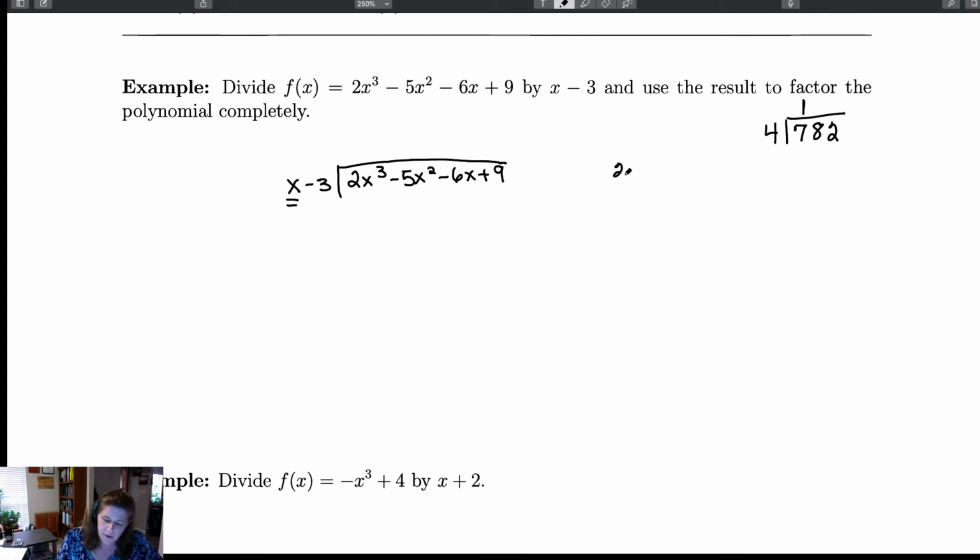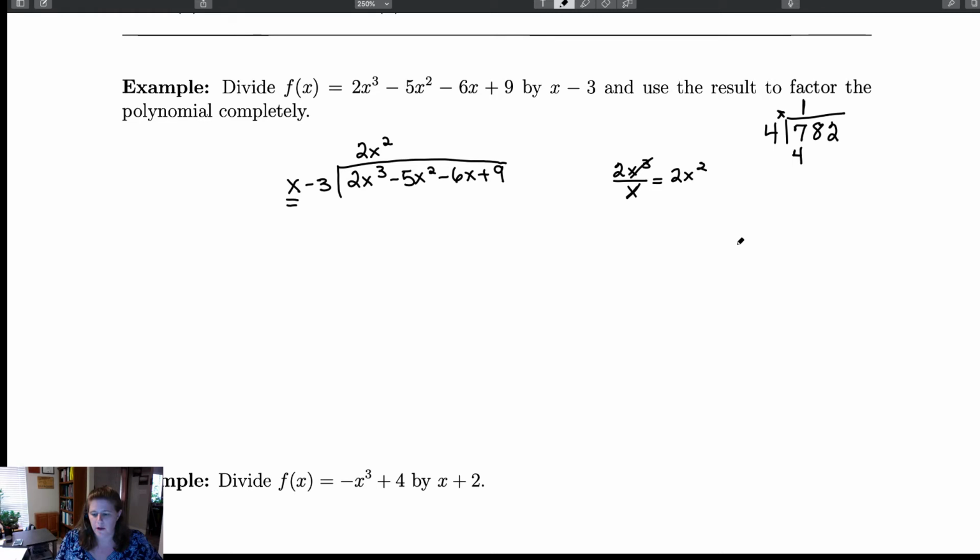So for example, 2x cubed divided by x, I cancel one of my x's and I get 2x squared. So that's how many times this x goes into 2x cubed. So I have 2x squared on the top. And then if we look back at our numbers, what we do from here is we multiply. So 1 times 4 and we get 4 here.